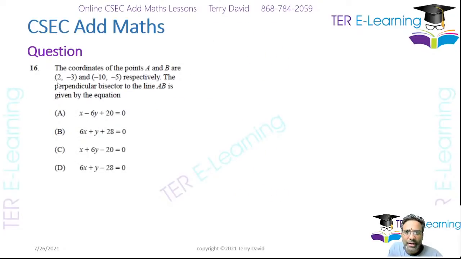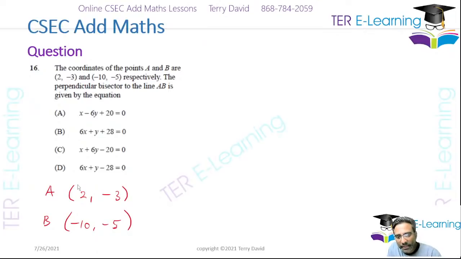Next one here now. We have a coordinate geometry question. So we have 2 points, and they want to know what is the perpendicular bisector of the line AB. I'm going to label my 2 points first of all. So I have A, and let's call that (2, -3). Then I'm going to have B, and that point here is (-10, -5). Now, before you guys do anything, please label your points. This helps so much. I'm going to call this x1, y1, and this x2, y2.